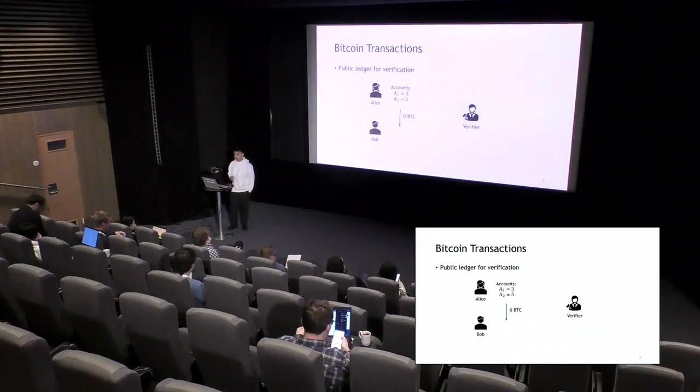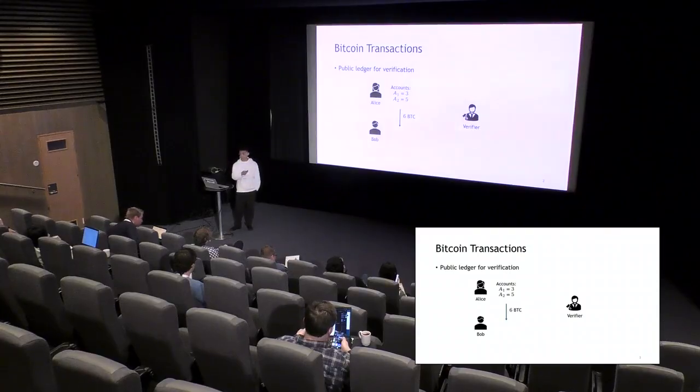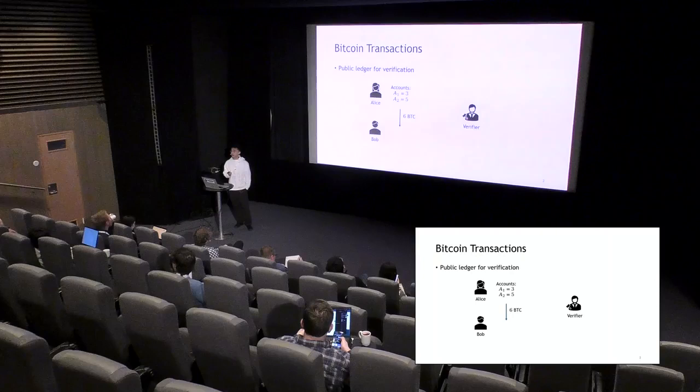So as we all know, Bitcoin is a public ledger system. And now, as shown in the figure, we assume that there are two parties. Alice wants to send 6 coins to Bob. And since Bitcoin is based on the UTXO model, Alice may have multiple accounts. So here we assume that there are 2 accounts. The first, A1, containing 3 coins, and the second, A2, containing 5 coins.